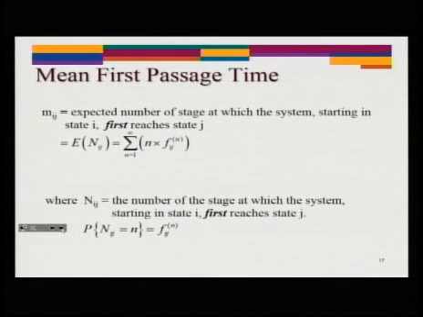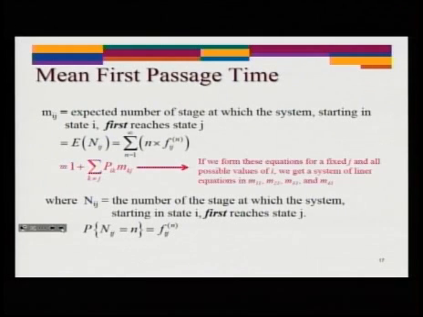And we also talked about mean first passage time, represented by m sub ij. It is the expected number of transitions at which the process, starting in state i, first reaches state j. Okay. And last time I showed you how to use both of these formulas using an example.